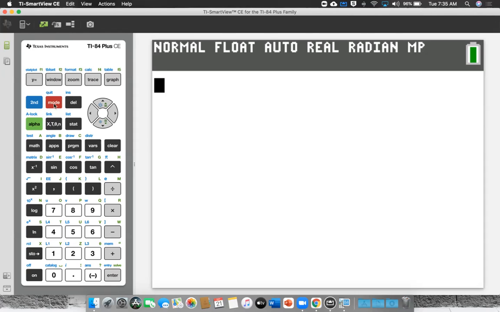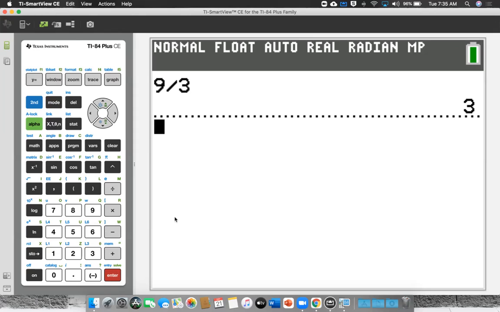This is a screen where if you need to add, subtract, multiply, divide, that's where you do it. So like if you want to do 9 divided by 3, that's where you would do it, right?